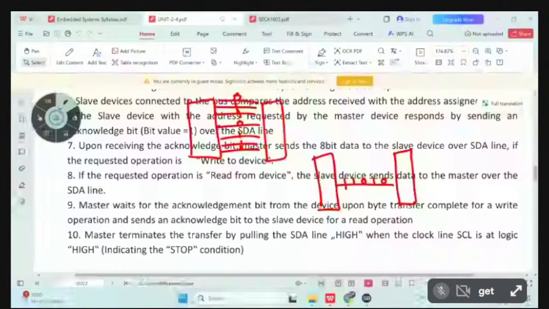So to have the communication with the slave node, to have the communication with the slave.